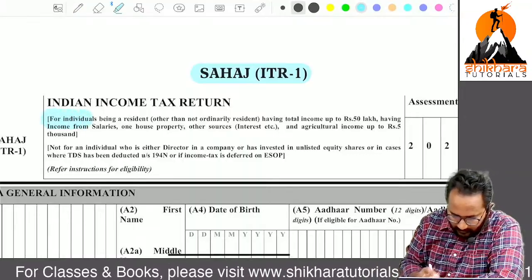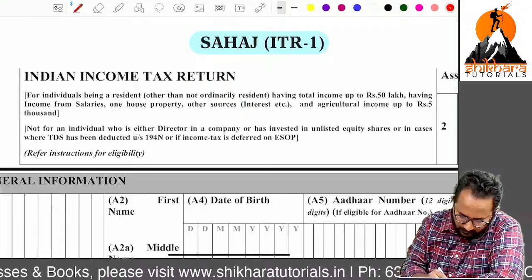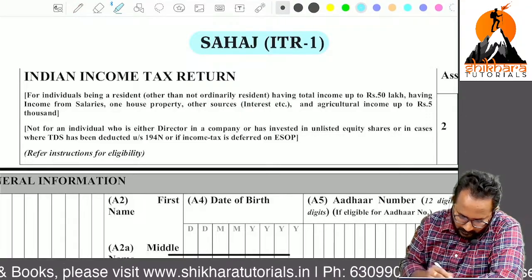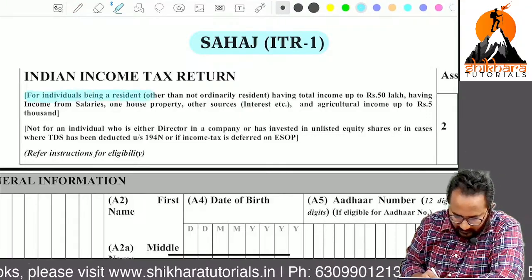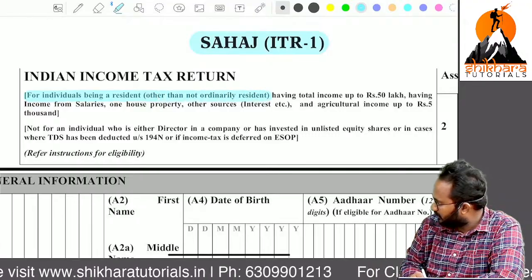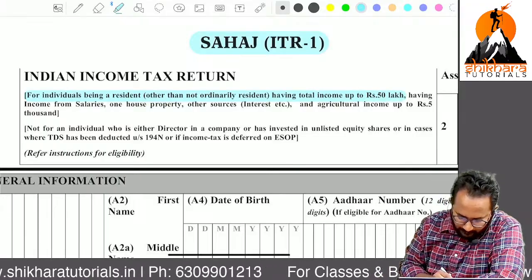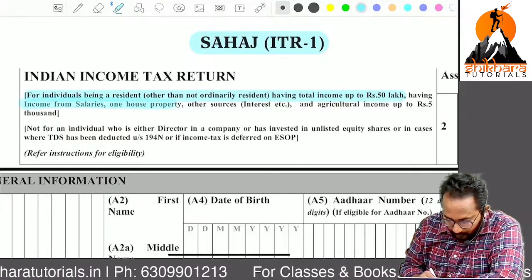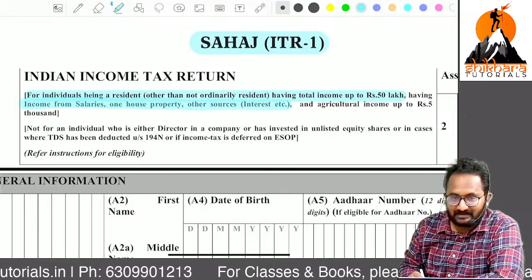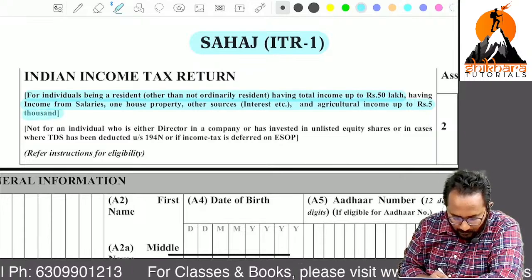For individuals, resident other than not ordinary, means what, ma'am? Ordinary resident, having total income up to how much, ma'am? 50 lakh. Income from salaries, one house property, other sources, interest, etc. That means other than what, ma'am? Casual incomes. Agricultural income up to what, ma'am? 5,000.